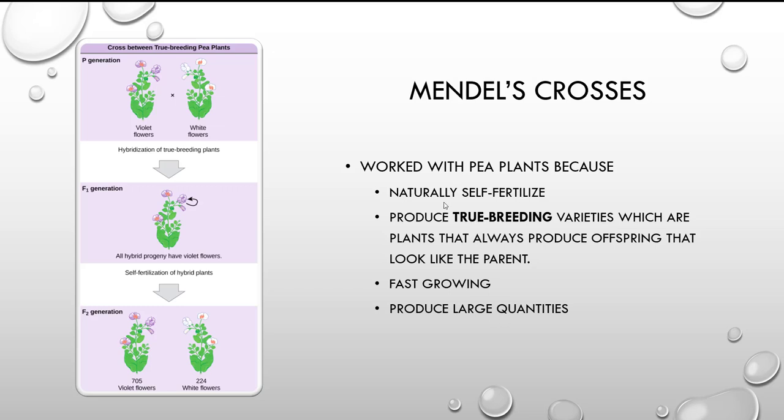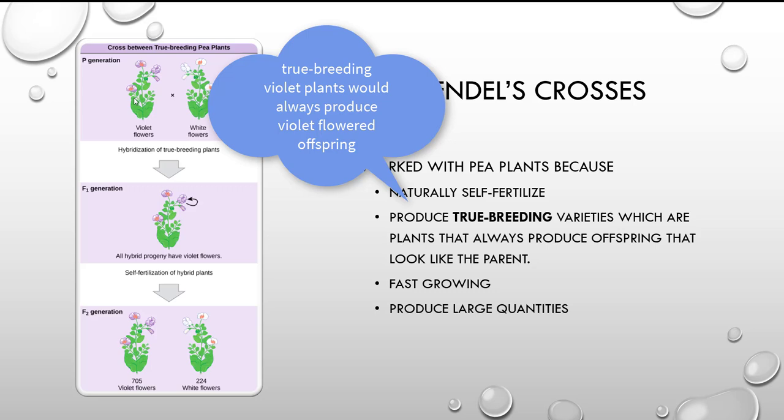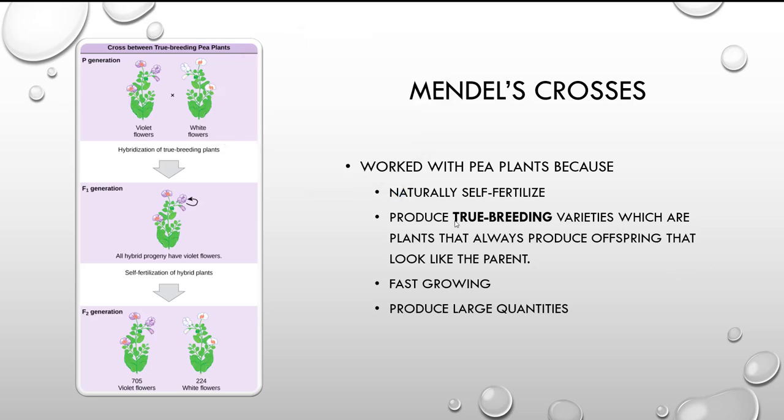Since they can self-fertilize, they could produce true breeding varieties, which means that if this plant self-fertilizes, it could produce offspring that look just like the parents. If this plant self-fertilized, it would always produce violet flowers in its offspring. So it would create what are called true breeding varieties, which means that if it always self-fertilized, it would always produce violet flowers.